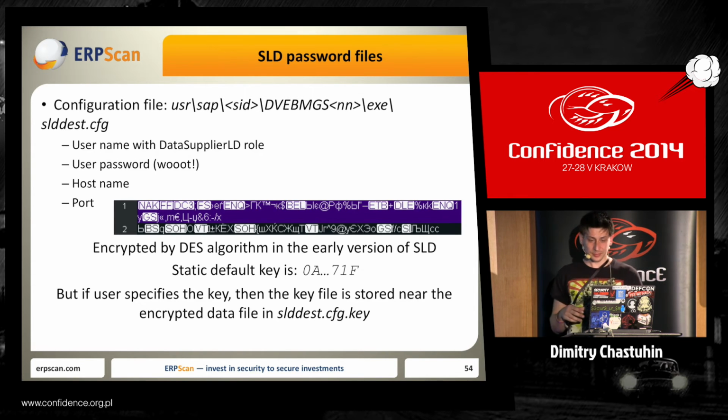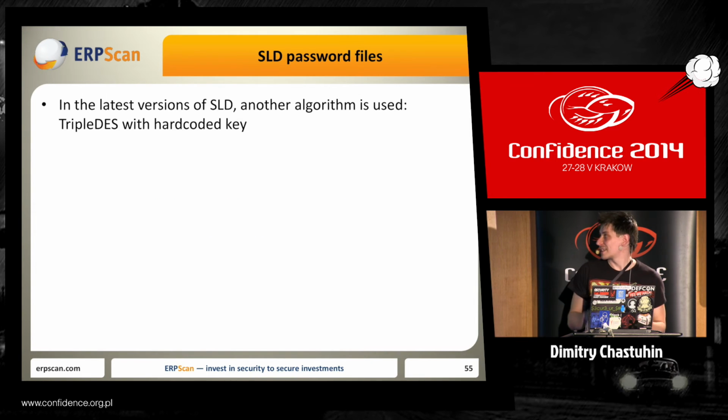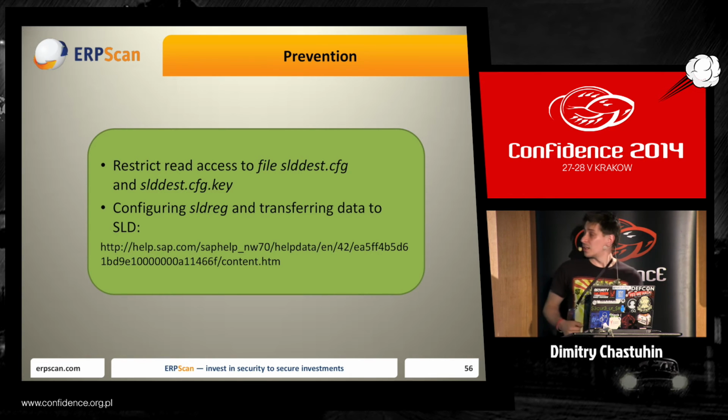And all this stuff is encrypted by the DES algorithm in the early versions of SLD and triple DES in modern versions. By default, for encryption, SAP uses a default hard-coded key. Part of this key you can see on the slide. But if the user wants to change the default key value, then the key will be randomly generated and saved as an sld.cfg.key file and placed near the encrypted data. So that's why the key is not a problem if you want to decrypt information from the SLD config file. And as I said, in the latest version of SLD, another algorithm is used: triple DES with a hard-coded key. A few preventions to defend your system: just restrict read access to the important file.